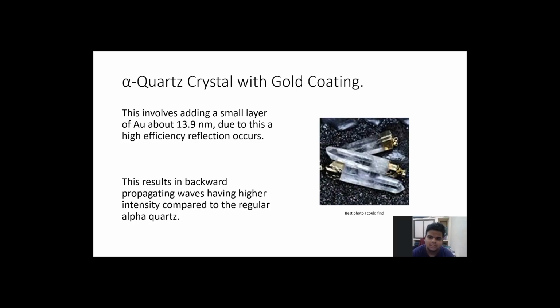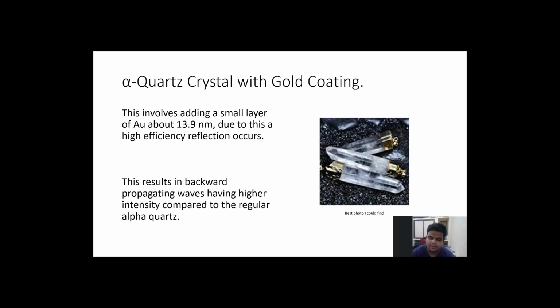Hello, I'm Richie Shambarkar, and I would like to continue the topic of alpha quartz crystal. Now we're going to talk about the quartz crystal with a gold coating. It basically means you add a thin layer of gold, like a gold foil, on the existing alpha quartz crystal. The foil is approximately 1.9 nanometers thick, and this also causes a high efficiency reflection.